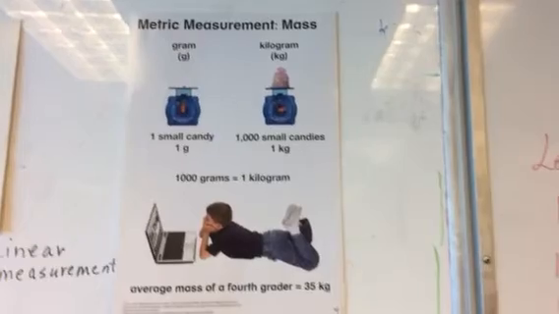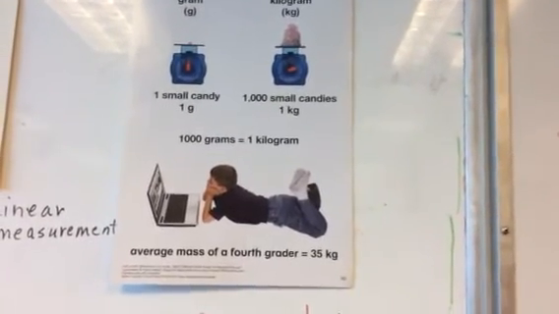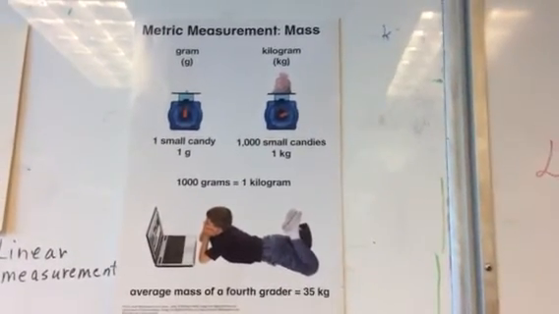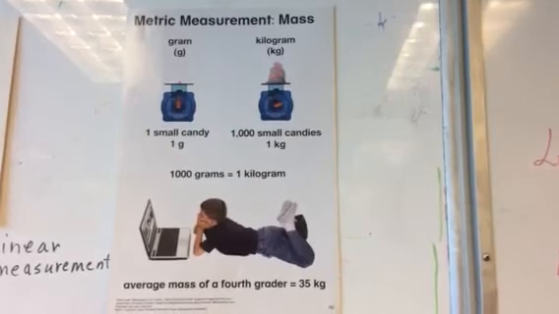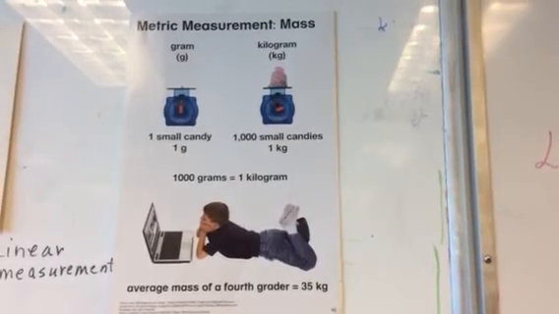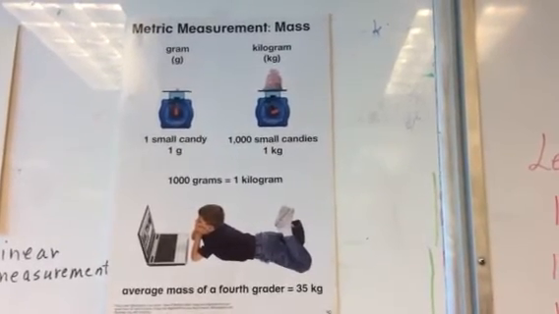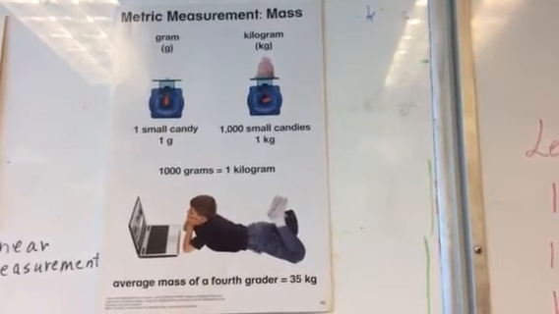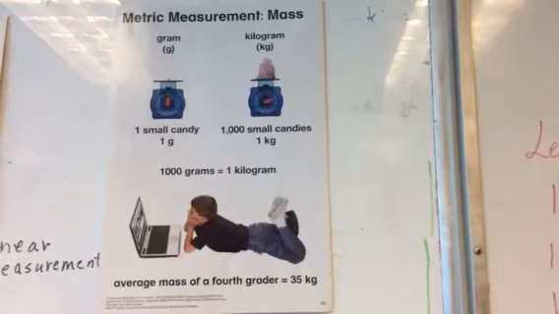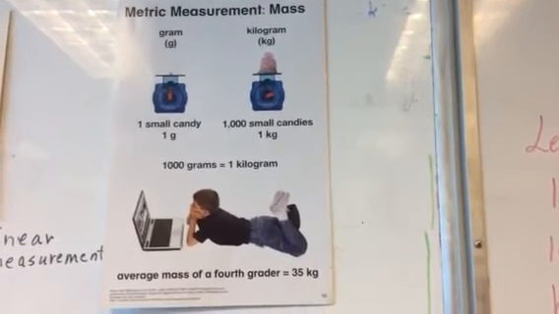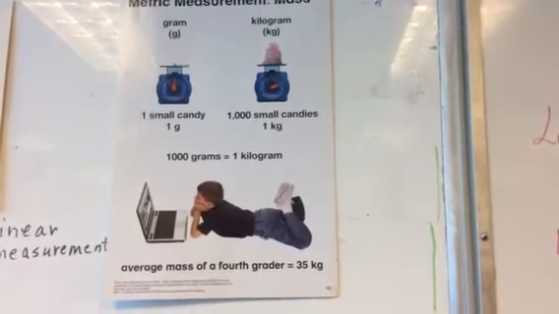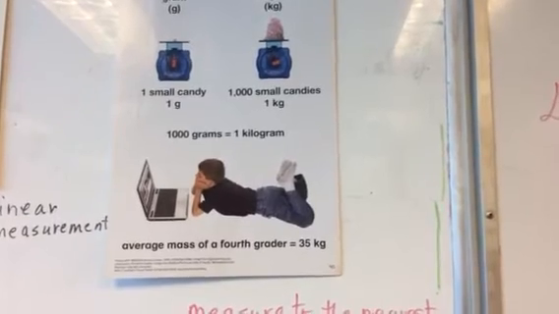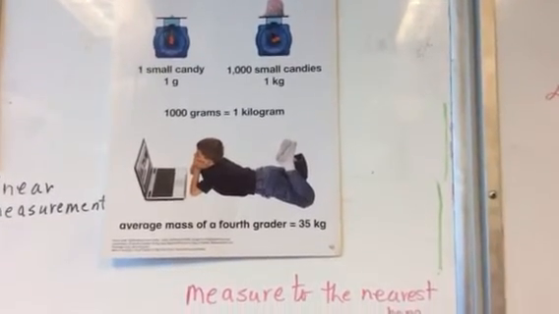Now we can go and measure mass of things, like 1 small candy would be 1 gram. So in the metric system, we use different units to measure things. If you're measuring the weight, you use grams. If it's 1,000 small candies, then it will be 1 kilogram. So 1,000 grams makes 1 kilogram. The average mass of a 4th grader will be 35 kilometer.